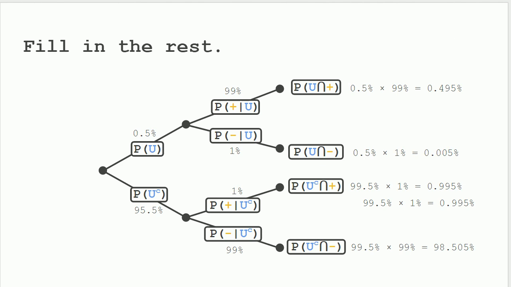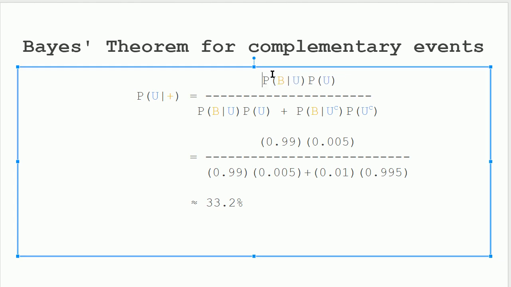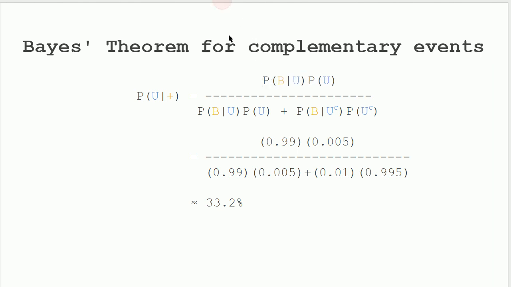And then now that you have all these numbers, you can plug them into Bayes' theorem for complementary events. So we have all these things. Let's put that into place. Okay. And then what we have after you plug everything in is this. The probability that someone is a user given a positive test is 33.2%. Okay, so what does this really mean? The probability that someone is a user given a positive test.